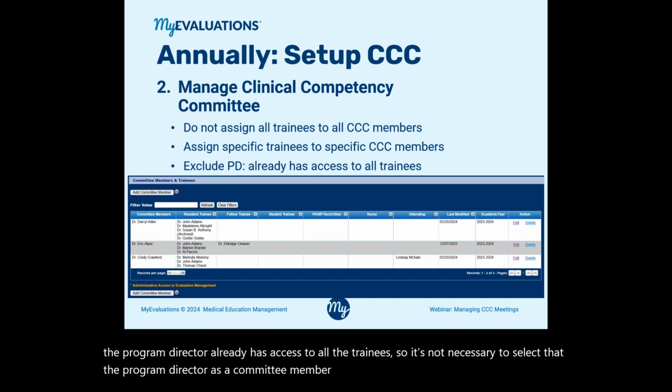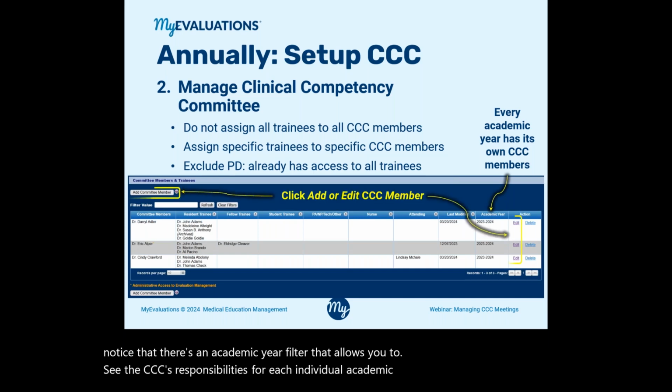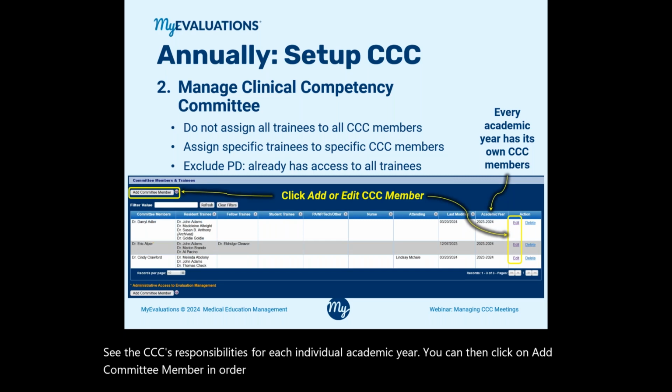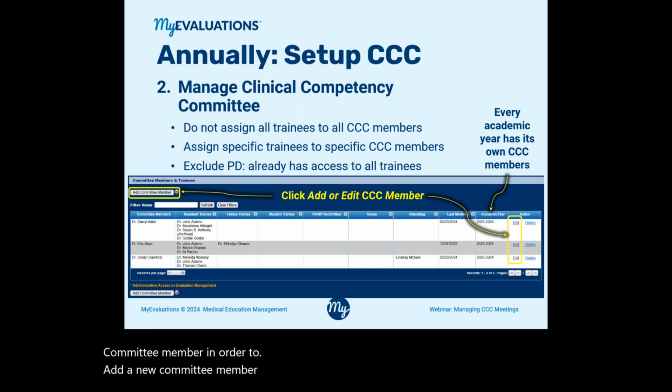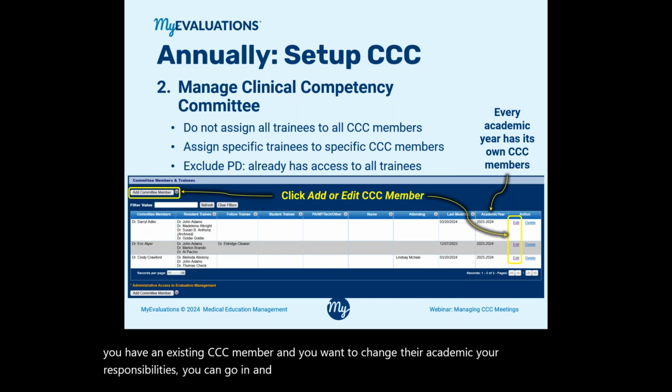When you come into this section, you'll notice that there's an academic year filter that allows you to see the CCC's responsibilities for each individual academic year. You can then click on Add Committee Member in order to add a new committee member, or on the right-hand side, you can click on the Edit action. If you have an existing CCC member and you want to change their academic year responsibilities, you can go in and make those necessary changes.